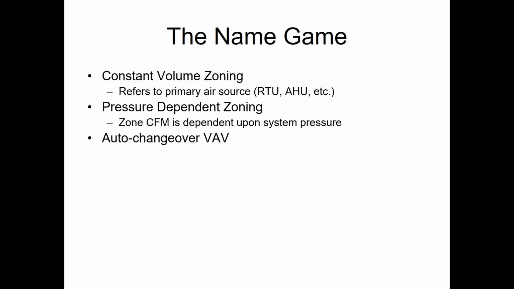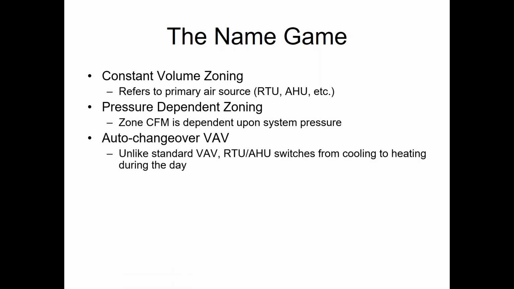You might hear auto changeover VAV, right? So a regular VAV system would be cooling all the time, all day long, no matter what happens. Auto changeover VAV would mean that I've adapted my VAV system to be able to switch between heating and cooling. Auto changeover means that my thermostat can switch from heating to cooling. Well, in this case, the whole entire air handler system and network is going to be able to switch from heating to cooling. So you might hear that term as well.